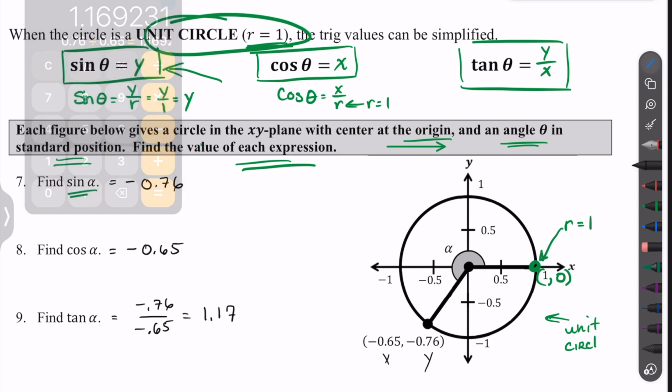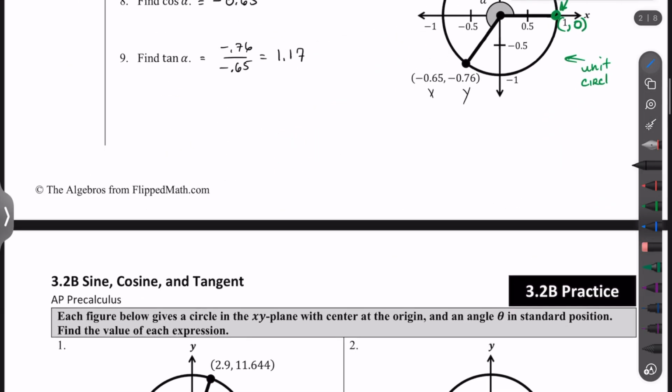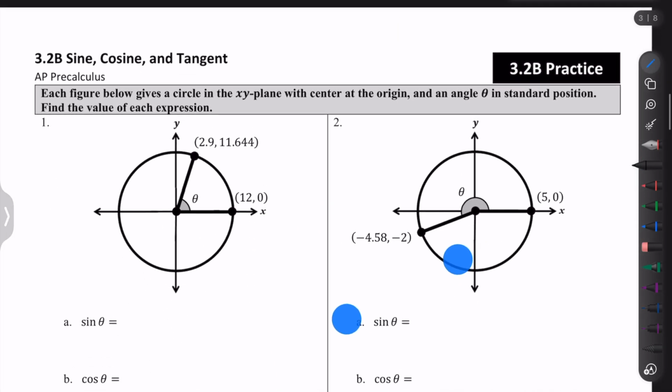All right, on to the next page here. Oh, that's your practice problems. So good luck.